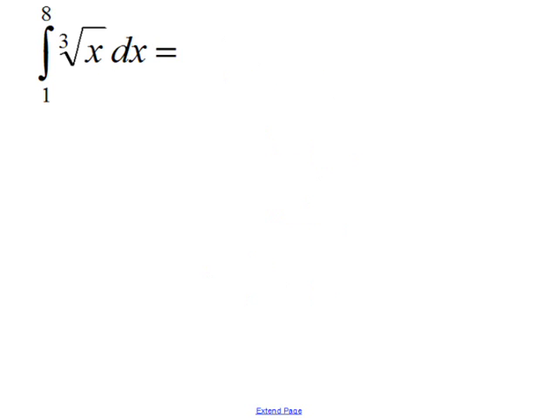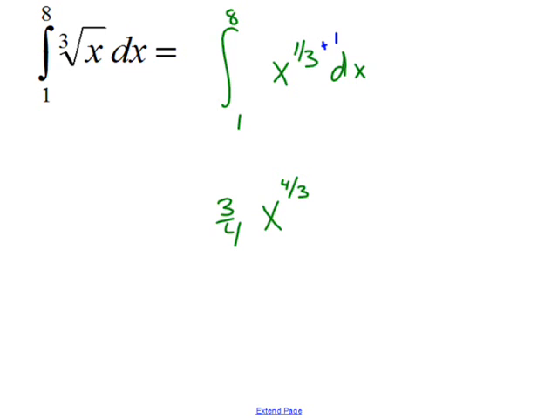All right, now we got a cube root. So it might help you to rewrite it as the integral from 1 to 8 of x to the 1/3 dx. And remember our rule when we're integrating. Basically, we add 1 to that. So it's 1/3 plus 1, which ends up being 4/3. And now we divide by that number, but we don't want to divide by a fraction. So instead, I'm going to multiply by 3/4.